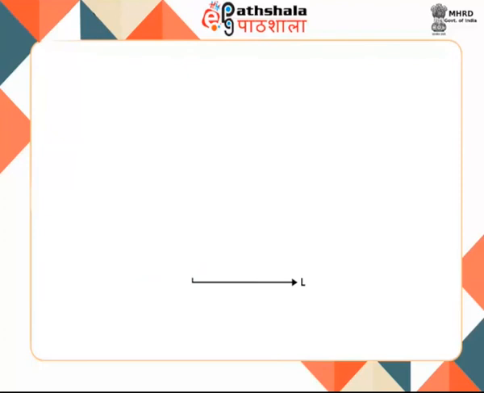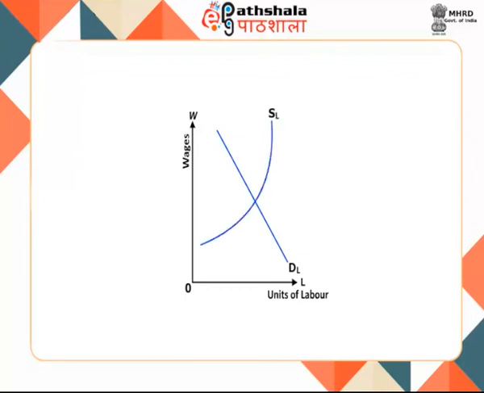We are now able to determine the equilibrium factor price in the perfectly competitive market by combining the market demand curve and supply curve for the variable factor labor. In the figure, the wage rate is measured along the y-axis and units of labor along the x-axis. DL is the market demand for labor and the market supply of labor is denoted by SL. The intersection of both is at point E star, the equilibrium.